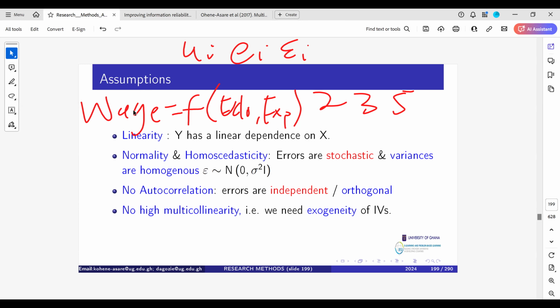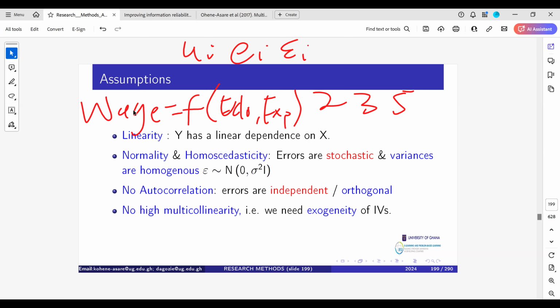Who can tell me? Which one? Is it experience or the education? Well, you can't tell because the two are highly multicollinear. It means the two are highly correlated. You see, multicollinearity exists when two independent variables are so highly correlated that it becomes difficult to disentangle the partial effect of one from the other on the dependent variable. It becomes difficult to separate their individual effect on the dependent variable. Why? Because they are so correlated.